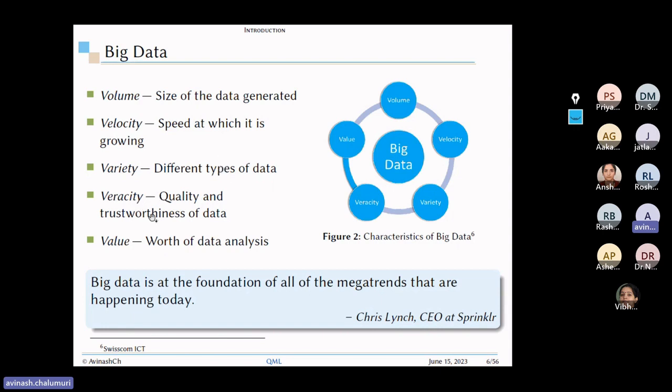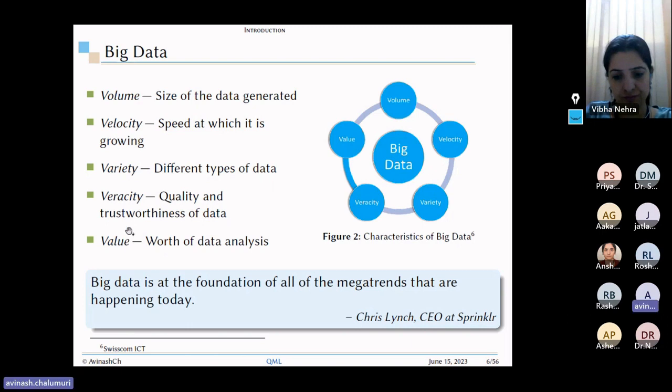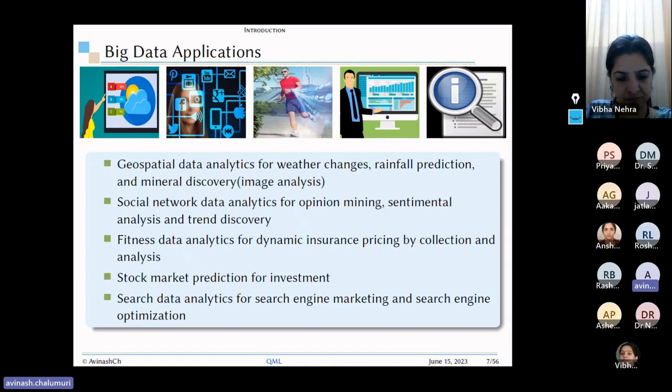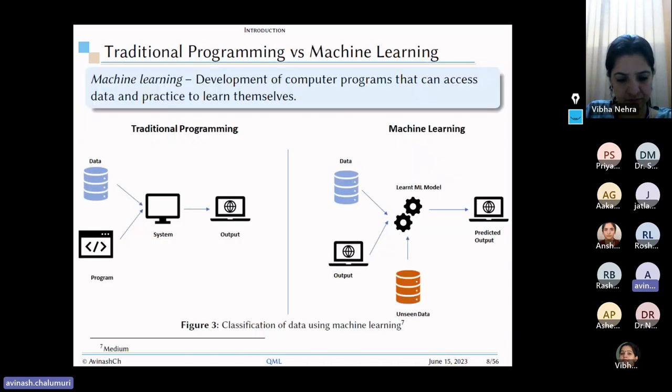Also veracity, the quality and trustworthiness of data, is very important, because in machine learning there's a principle that if we feed error into the model, it gives you error as output. And the value. After analyzing all this, say if I spend some thousands of dollars to analyze this and get only some $50 value out of it, it is not of anybody's interest. So value is also very important. There are many applications, specifically geospatial data analytics for big data, social network data analytics, fitness analytics, stock market prediction, search analytics. These are a few, but there are a lot.